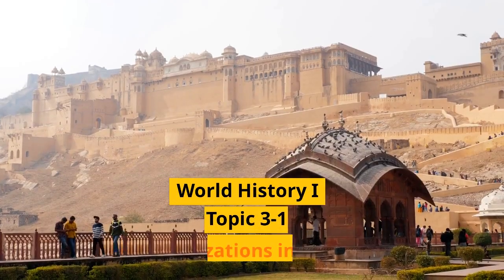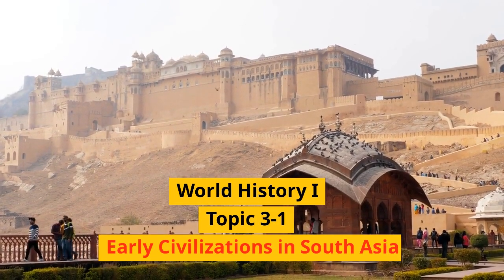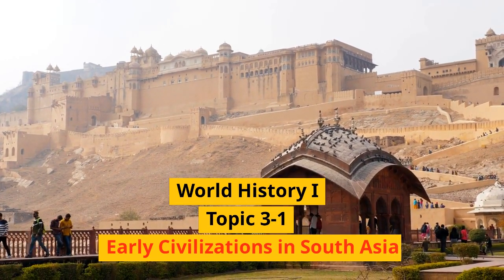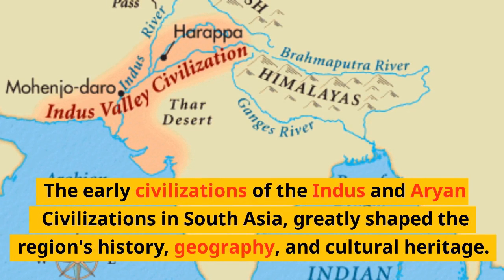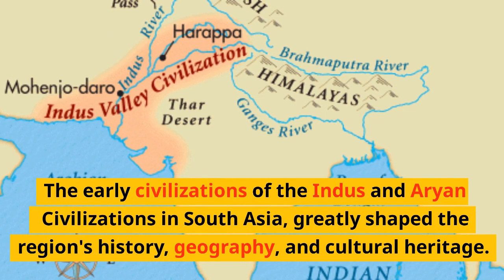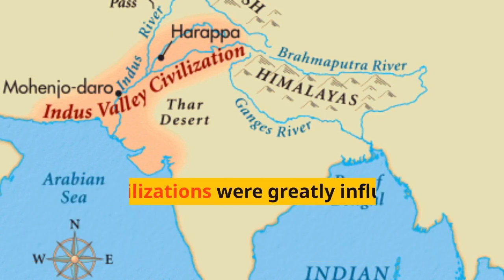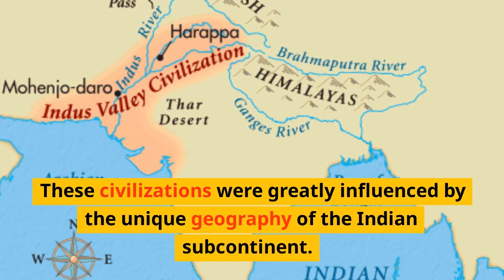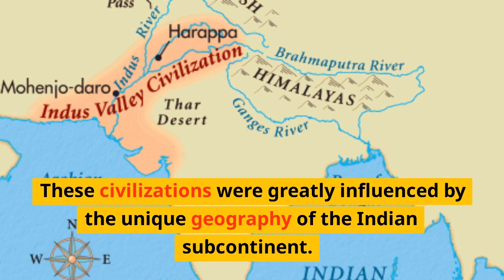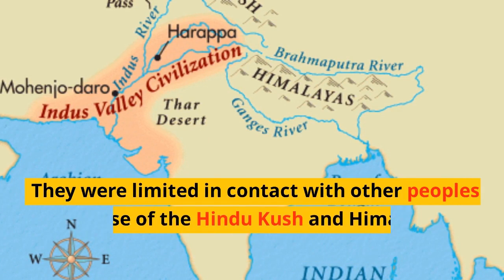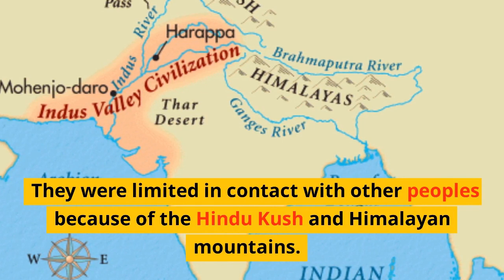World History Topic 3.1: Early Civilizations in South Asia. The early civilizations of the Indus and Aryan civilizations in South Asia greatly shaped the region's history, geography, and cultural heritage. These civilizations were greatly influenced by the unique geography of the Indian subcontinent. They were limited in contact with other peoples because of the Hindu Kush and Himalayan mountains.